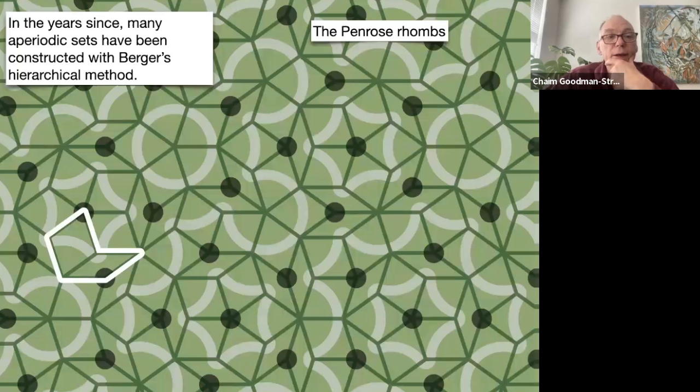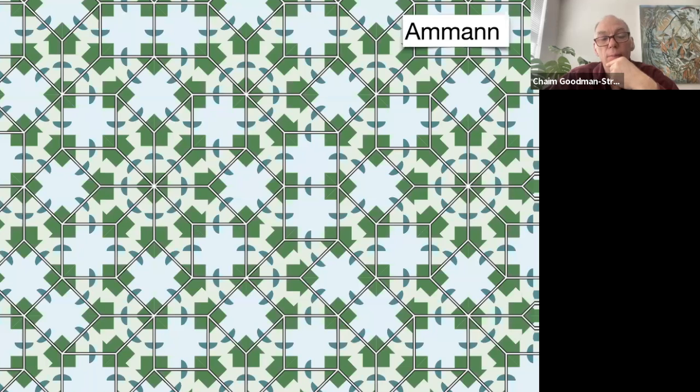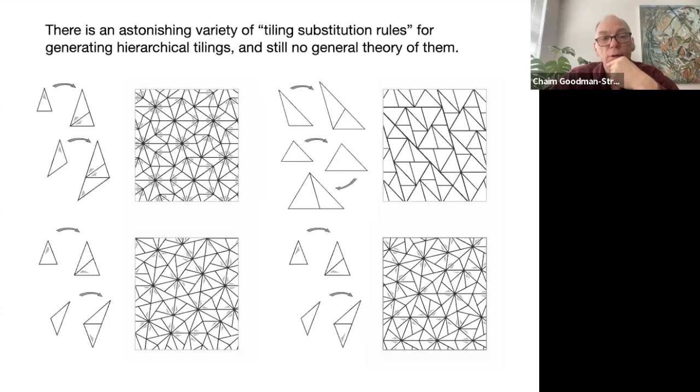But anyway, in the years since, we had many kinds of aperiodic sets with Berger's hierarchical method. It's not the only method by any means, but it really was the dominant one for all this time. And so here's Robert Aumann again, a very elegant example. And I should say that there's an astonishing variety of tiling substitution rules. I should advertise that there's really no general theory of how to cook these things up or describe them or classify them or anything of this sort. In each case, we have some shapes and they're being made larger and then replicated.